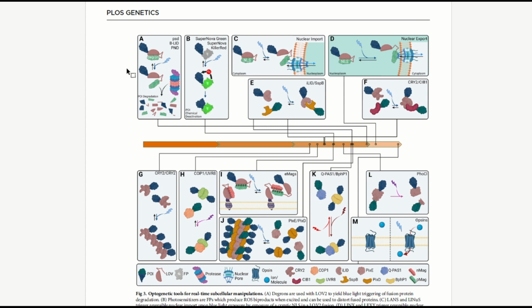Apart from degrons, there are other categories for deactivation of proteins. One such method is photosensitizer, used in chromophore-assisted light inactivation, CALI. Photosensitizers are chromophores which produce reactive oxygen species in response to light activation. CALI takes advantage of this production to inactivate proteins attached to a photosensitizer.